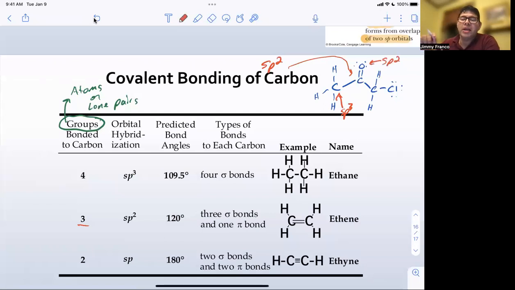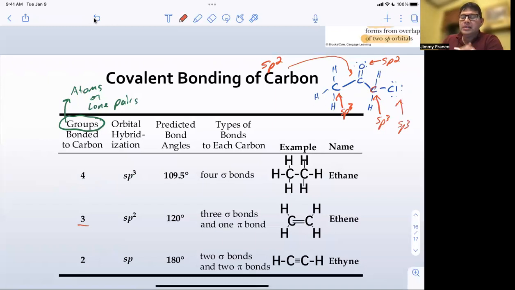Lone pairs, we're not counting the individual dots. We're counting them as a pair. So it has 3 things, so it's sp2. The carbon here is going to be sp3. Now, if we're looking at the chlorine, it's attached to a carbon, a lone pair, lone pair, lone pair. If we count each of these up, it's 1, 2, 3, 4. So if we have 4 groups, you're sp3.